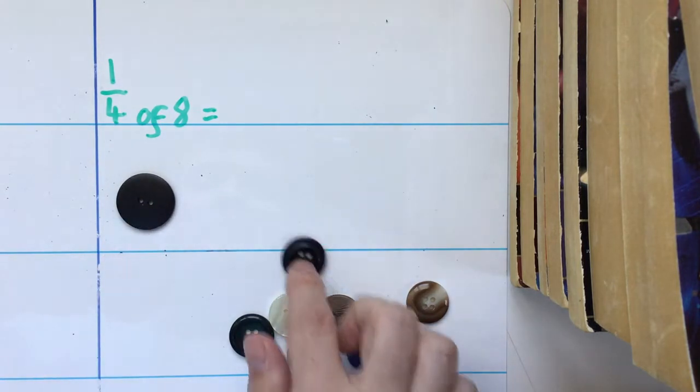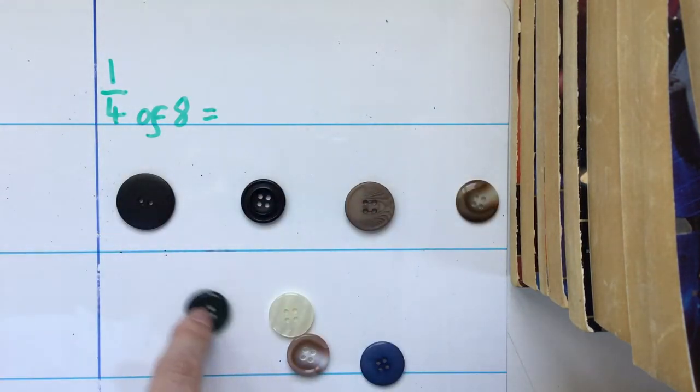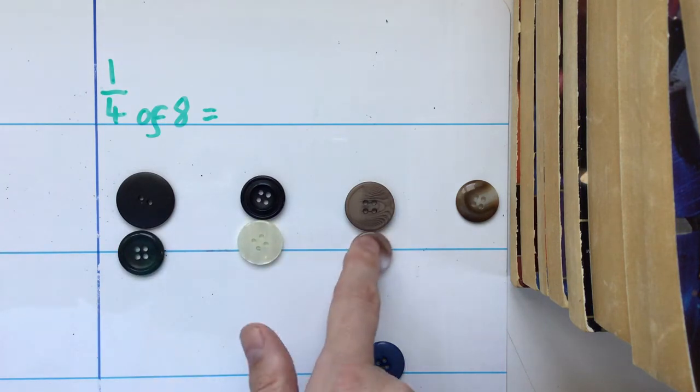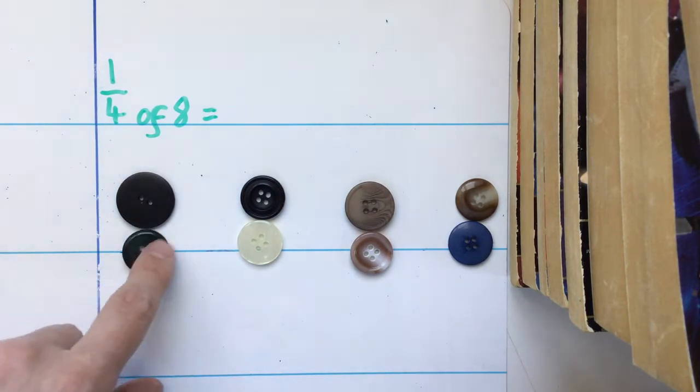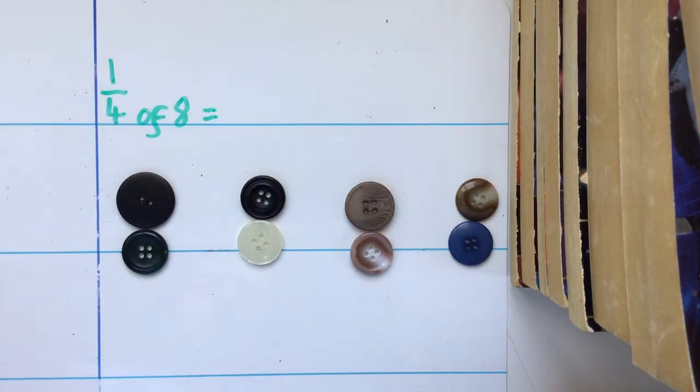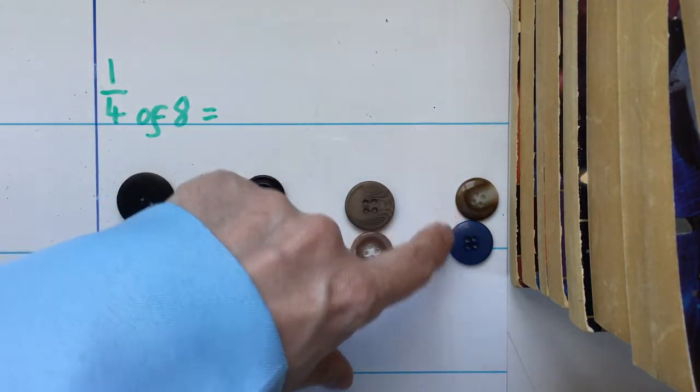So 1st group, 2nd group, 3rd group, 4th group. 4 groups, and we've got 4 equal amounts, haven't we, in our groups? So let's count them and make sure they're all the same. So 1, 2, 1, 2, 1, 2, 1, 2.